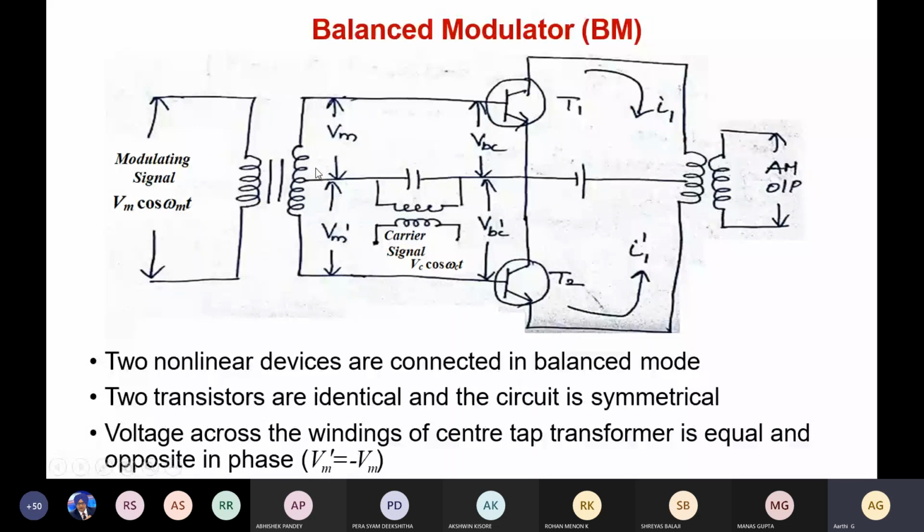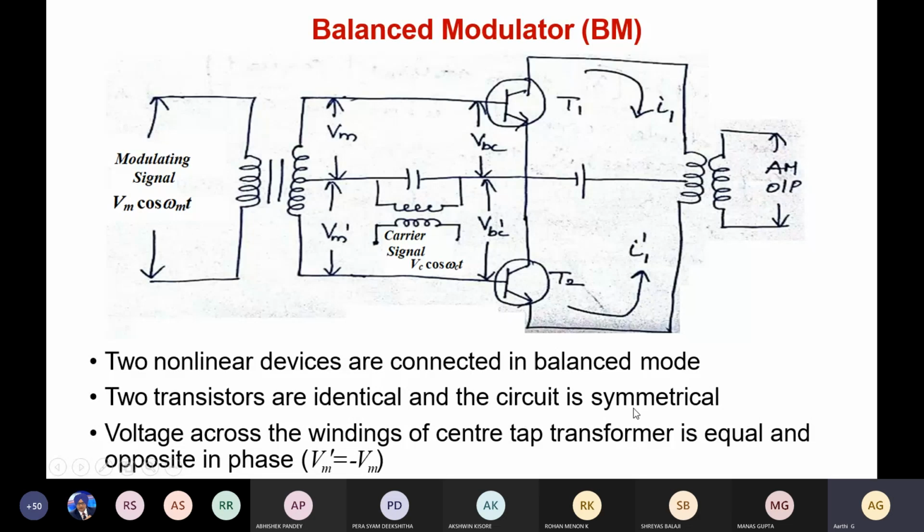the two transistors. So voltage across the windings of the center tap transformer is equal and opposite in phase. So we have VM dash, which is minus VM. Here VM and minus VM are applied as input to the transistors T1 and T2 respectively. And VBC and VB-C are the two inputs, which take both the modulating and the carrier signals at the base of T1 and T2.